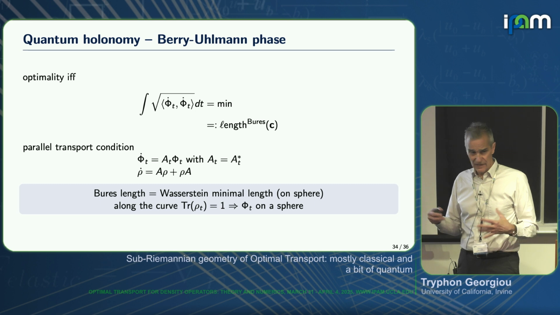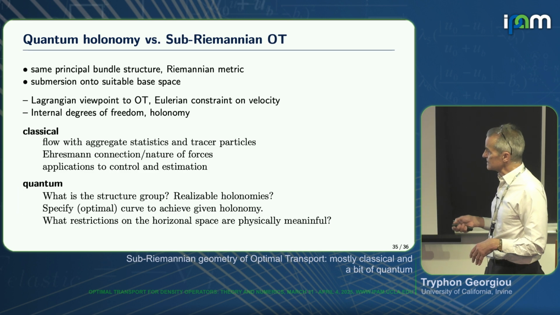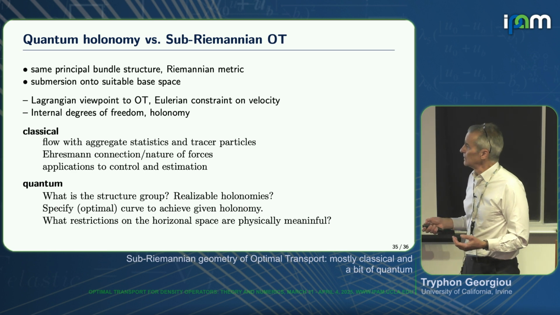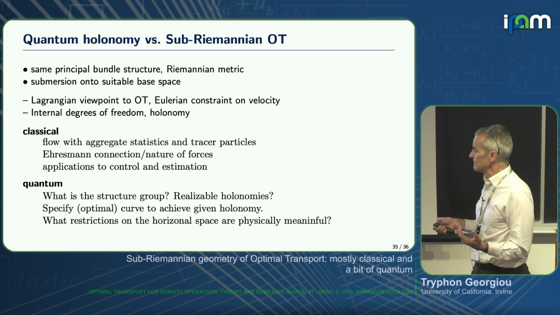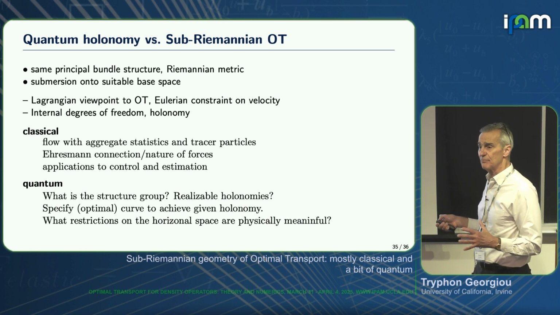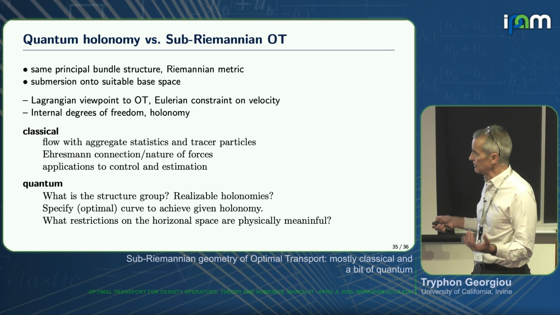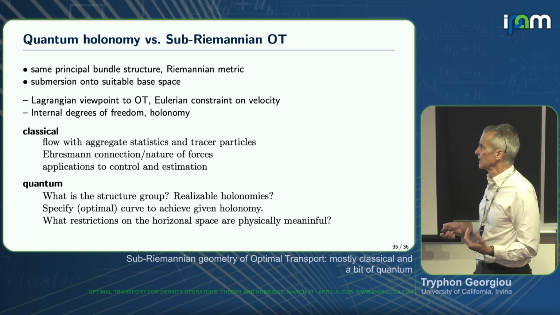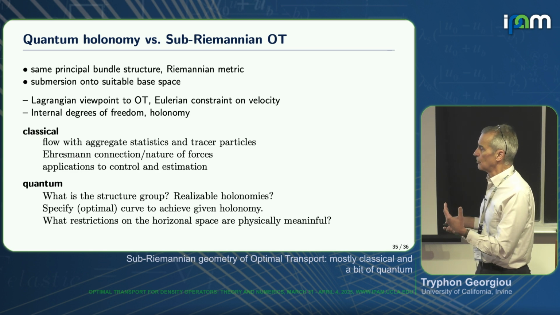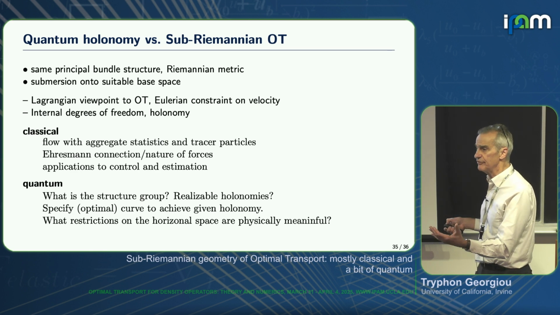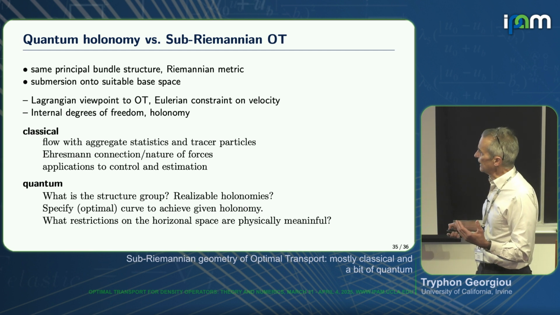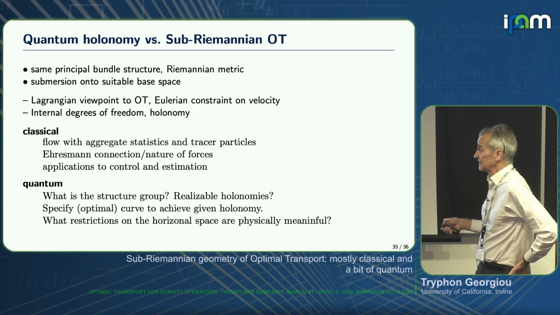And there are several questions now that we're exploring, and this is some ongoing work. Basically, with what I told you before, you have the same principal bundle structure and the same type of Riemannian metric, a submersion onto a suitable base space. Then you can view the holonomy in terms of internal degrees of freedom or purification. And then in the classical setting, we're looking at flow with aggregate statistics and tracer particles. This is a very interesting insight.